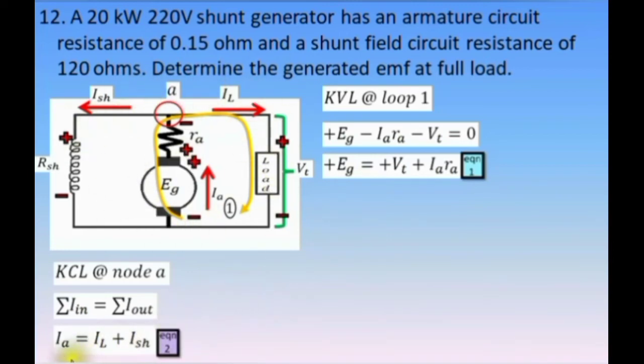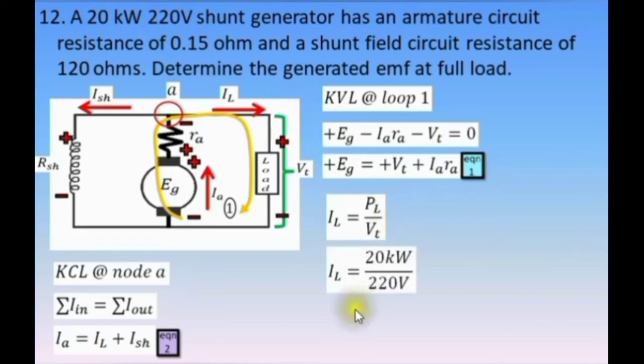Anyway, to determine the value of armature current, we still need to determine the value of the load current and the shunt field current. First, by using this derived equation, IL equals PL over VT. PL is given as 20 kilowatts and terminal voltage is 220 volts. Substitute those values. We have IL equals 20,000 watts, or 20 kilowatts, divided by 220 volts. IL is 90.909 amperes.